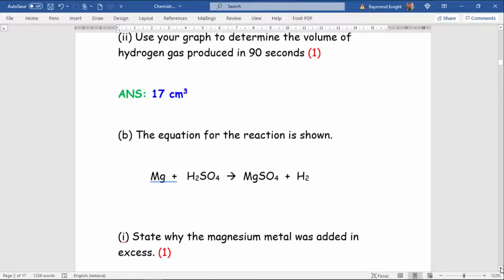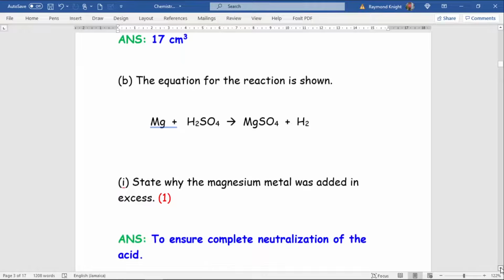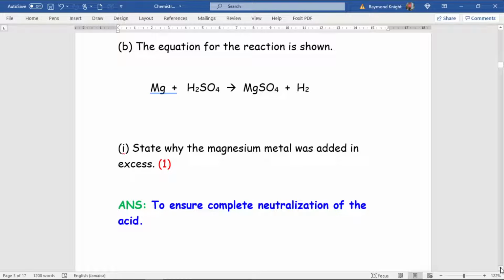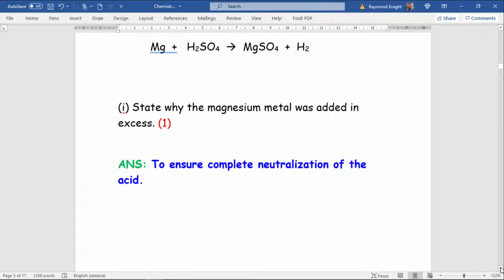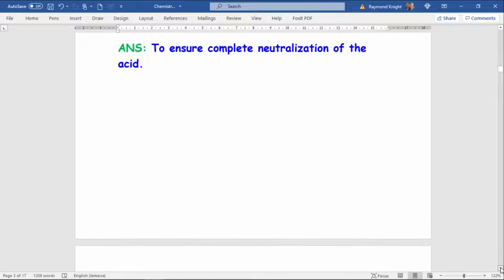All right, great. The equation for the reaction is shown: magnesium plus sulfuric acid gives magnesium sulfate and hydrogen gas. It asks you to state why the magnesium metal was added in excess. Simply because you want to ensure complete neutralization of the acid. You want to make sure the metal could neutralize all the acid. That's the most important thing right there.